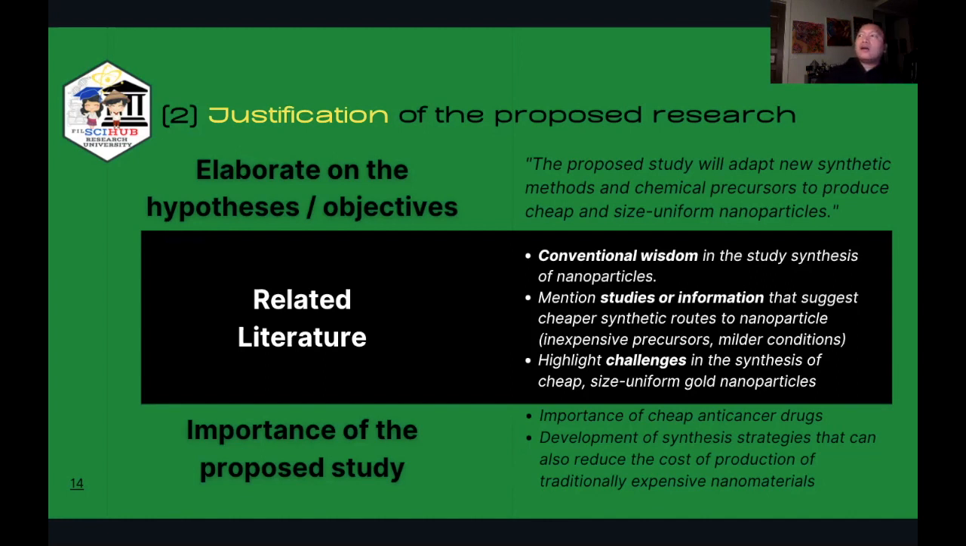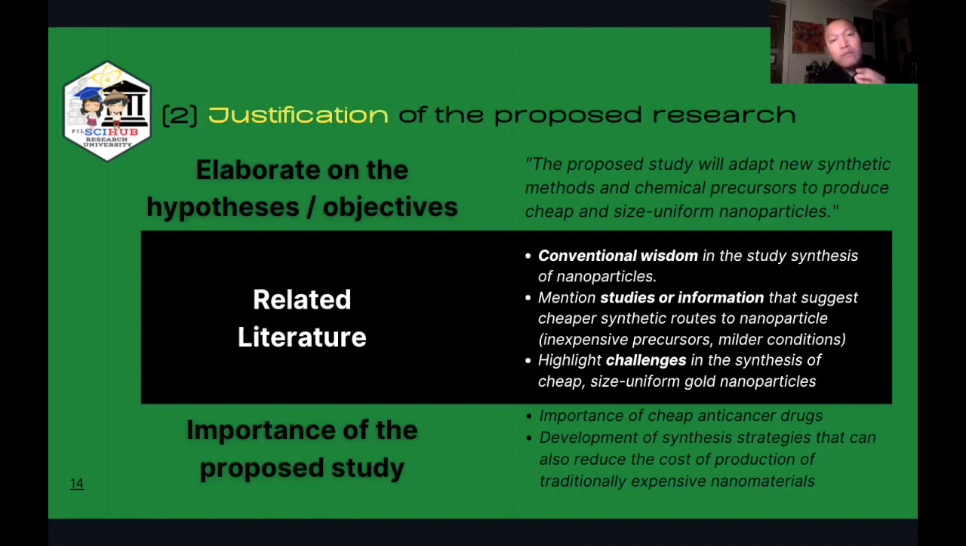So it could be a cheap synthetic route for making, say, silver nanoparticles. And if you're quite sure that you can adapt the silver chemistry for making gold nanoparticles, you should cite those. Again, highlight the challenges. What makes it difficult to make size-controlled gold nanoparticles? So by highlighting those challenges, you're establishing the fact that ito yung problema. This is a problem that needs to be solved. And we think that by copying the method that was adapted for silver, you're coming up with a solution.